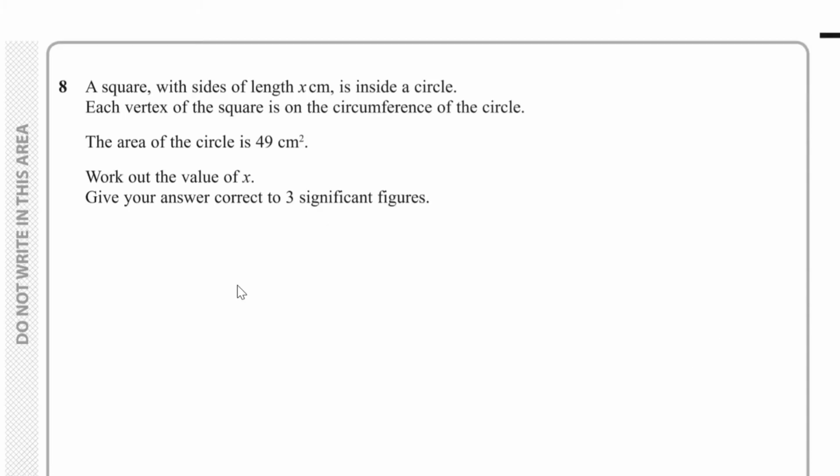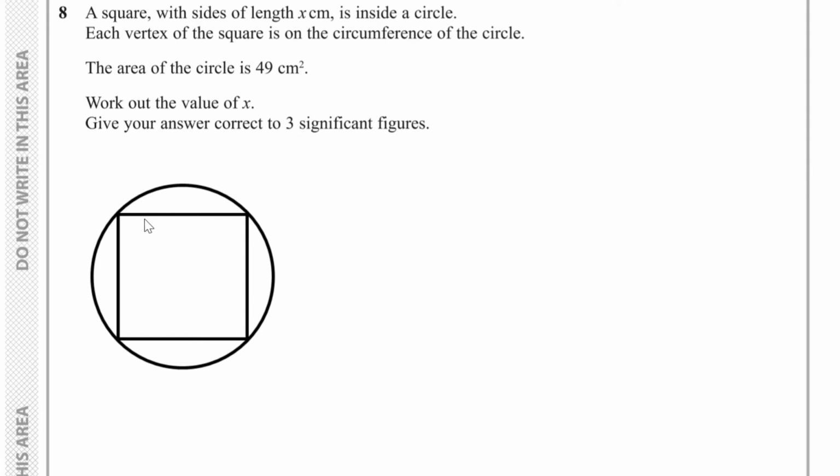Question number 8. A square with sides of length x centimeters is inside a circle. Each vertex of the square is on the circumference of the circle. The area of the circle is 49 centimeters squared, and we have to work out the value of x, giving our answer to 3 significant figures.